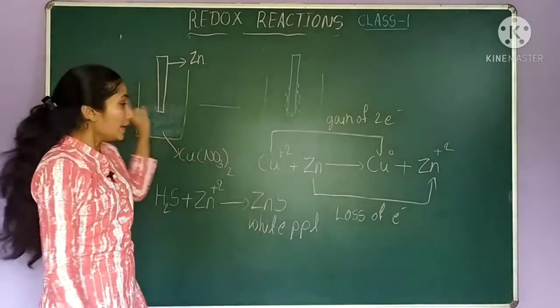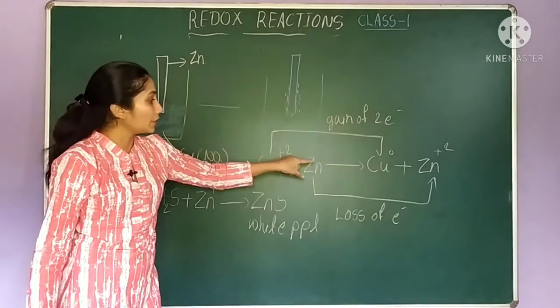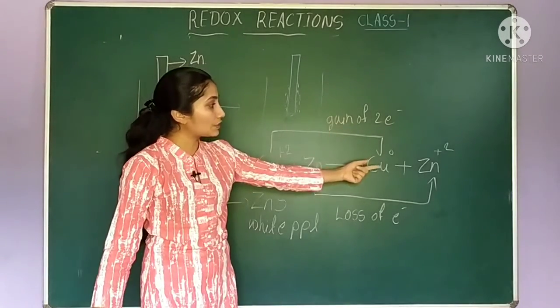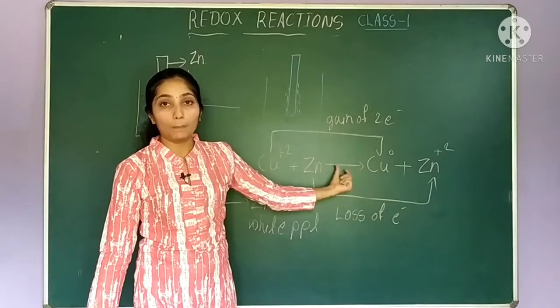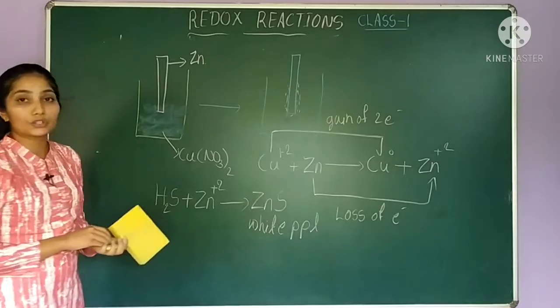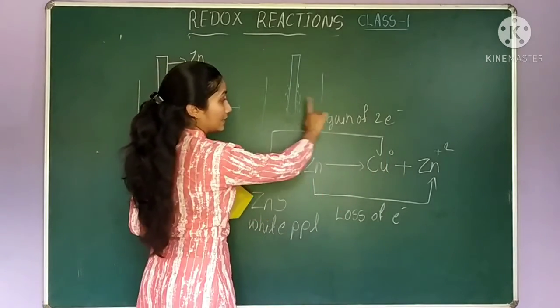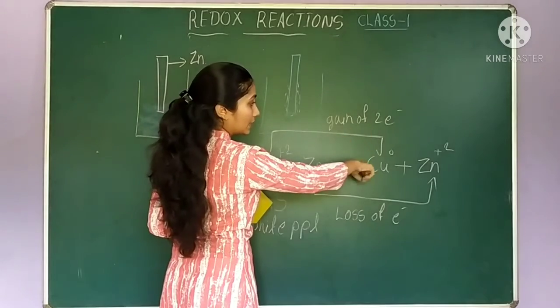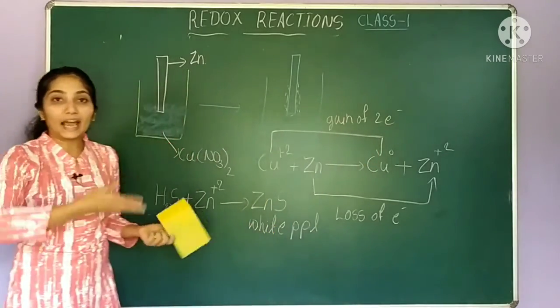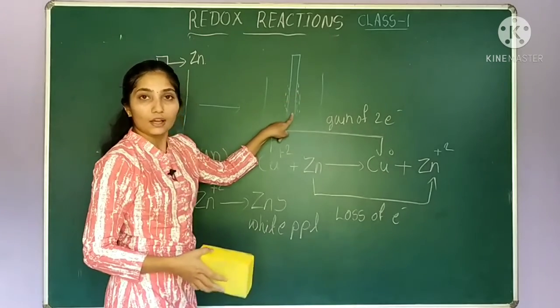Okay, here copper is receiving electrons from zinc. Zinc is donating electrons to copper and it is becoming Zn plus 2. Copper is receiving 2 electrons from zinc and it is becoming metallic copper. So you can see the metallic copper deposition on this rod.